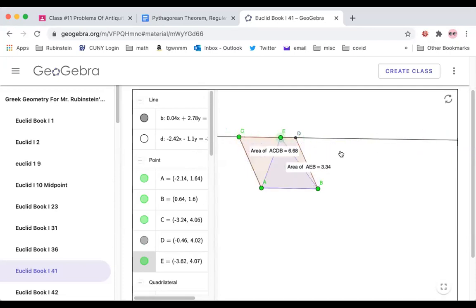So that area of the triangle will be half the area. Of course, the formula for area is 1/2 base times height for a triangle, and for a parallelogram, it's just base times height. So if the base is the same and the height is the same, then the area of the triangle will be half the area of the parallelogram.